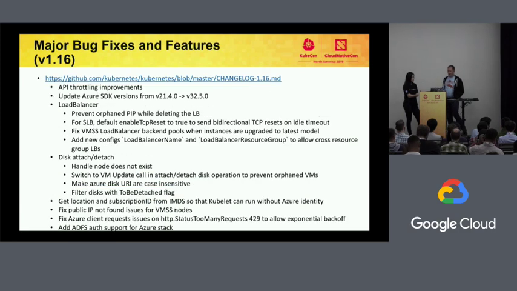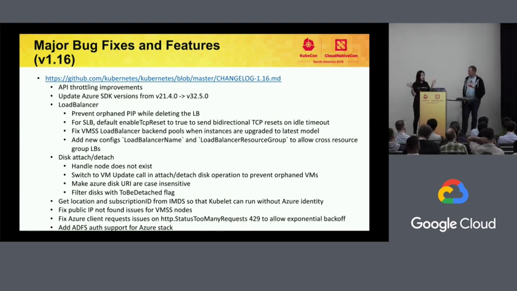So with that, I'd like to transition into what has happened recently. In 1.16, there were a lot of bug fixes and new features. These were only the ones that fit on this slide. I'm not going to go through all of them, but a lot of big ones are really worth talking about. One is API throttling improvements. I don't know how many of you actually got hit by the API throttling issue, and on the next slide we're going to talk about that in more detail: what are some of the things that we put in place to mitigate a lot of those issues? Also, the team updated the Azure SDK from 21.4 to 32.5, which is a huge, huge deal. And then a lot of improvements on load balancer, and also a lot of bug fixes for attach and detach.